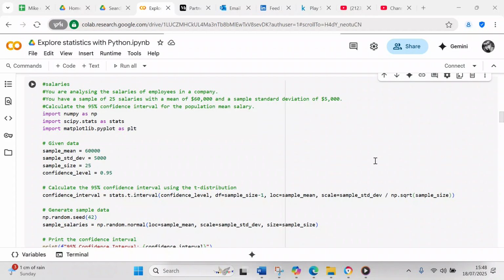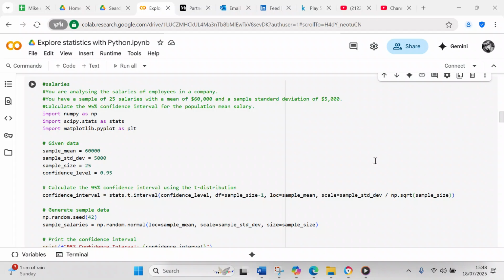Now we need to define some of our variables. So the sample mean is 60,000. The sample standard deviation is 5,000. The sample size is 25, and the confidence level is 95. So we're going to calculate the 95% confidence interval using a t-distribution. A t-distribution is similar to a normal distribution, but its tails are heavier.